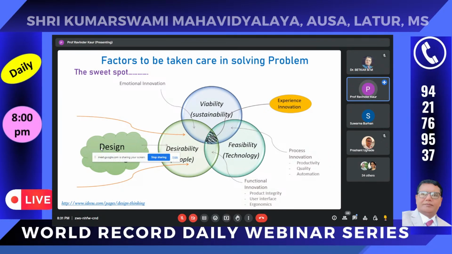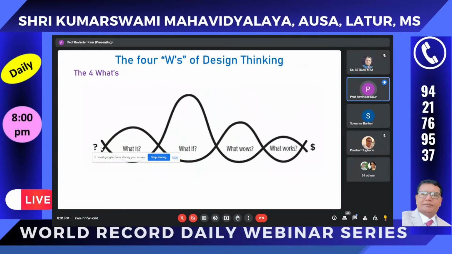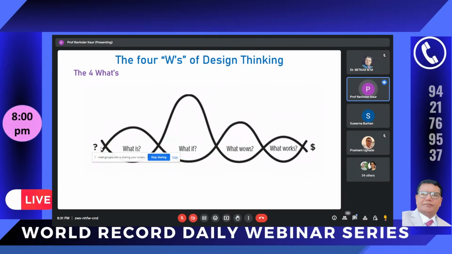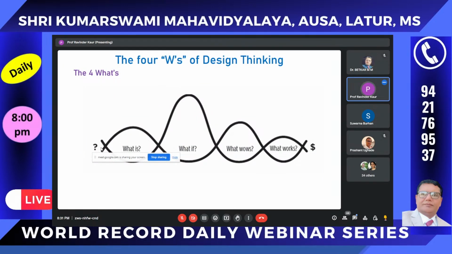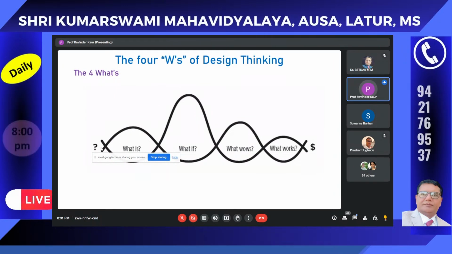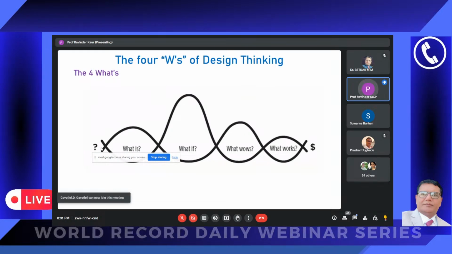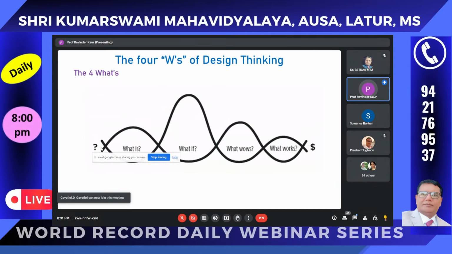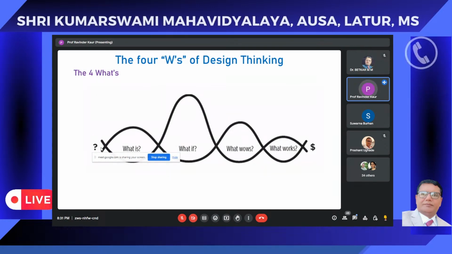Now, how do we start this process? There are 4 W's which are very important. So the first, and you can see there's a question mark and then a dollar sign, and this entire figure has its own significance. We don't know what the problem is. As I said, we know broadly these are the areas. I know there's a problem of traffic jam.